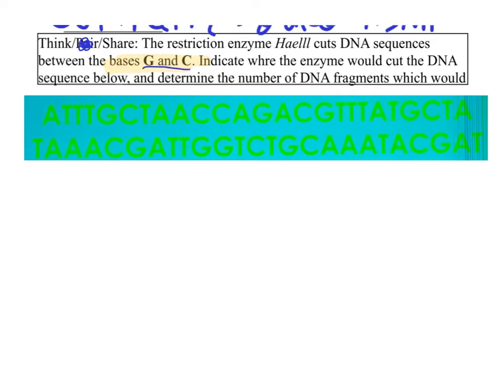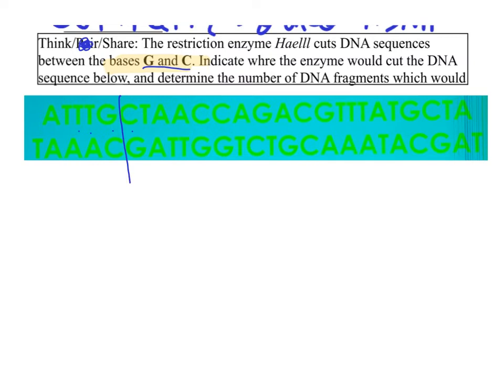So in looking at our DNA sequence below, whenever I see G and C, I know that I'm going to make a cut. I'm going to start with reading my first DNA sequence. So I have A, T, T, T, G, C. Okay, so I see a G and a C, so I know that I'm going to make my first cut.